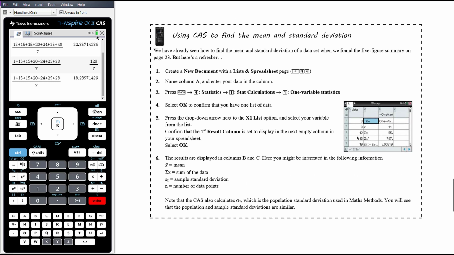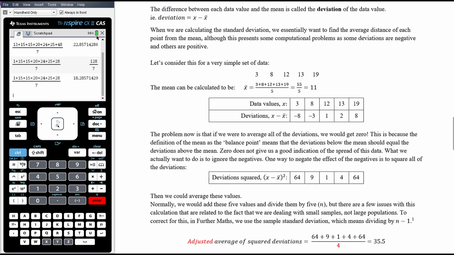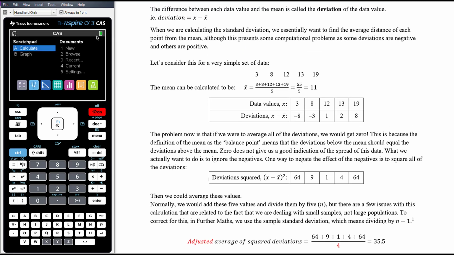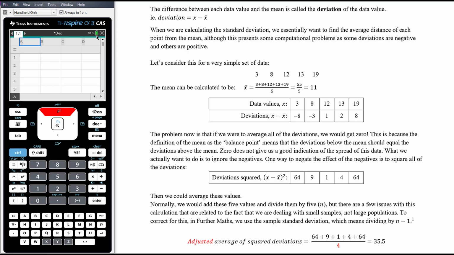Let's review how we calculate mean and standard deviation with our CAS. Let's take this very simple data set we had here. I'm going to need a list and spreadsheets page, so a new document with a list and spreadsheets page, so number 4. I'm just going to call my column data. I don't even need to call it anything if I don't want to, but I encourage you to get in the habit of doing that. It means you do the same thing every time. 3, 8, 12, 13 and 19.